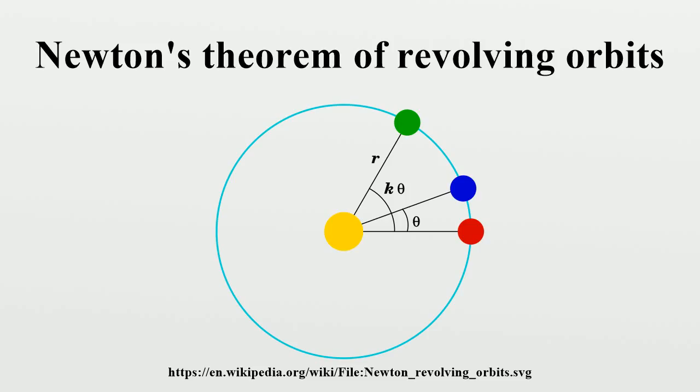Harmonic and subharmonic orbits are special types of such closed orbits. A closed trajectory is called the harmonic orbit if k is an integer, i.e., if n equals 1 in the formula k equals m over n. For example, if k equals 3, the resulting orbit is the third harmonic of the original orbit. Conversely, the closed trajectory is called a subharmonic orbit if k is the inverse of an integer, i.e., if m equals 1 in the formula k equals m over n. For example, if k equals 1/3, the resulting orbit is called the third subharmonic of the original orbit. Although such orbits are unlikely to occur in nature, they are helpful for illustrating Newton's theorem.